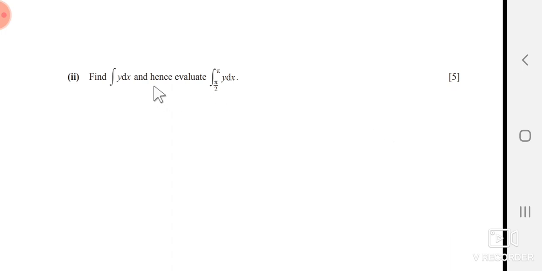Find y. This y is already there, just integrate that and evaluate this. This means a simple question. First you need to integrate this and then apply the limits. This is the upper limit and this is the lower limit. Upper limit's answer minus lower limit's answer, using whatever you have already integrated. This way you can calculate the corresponding answer.